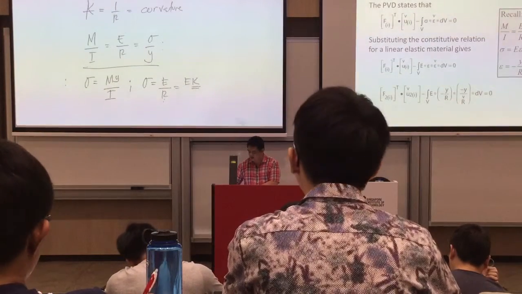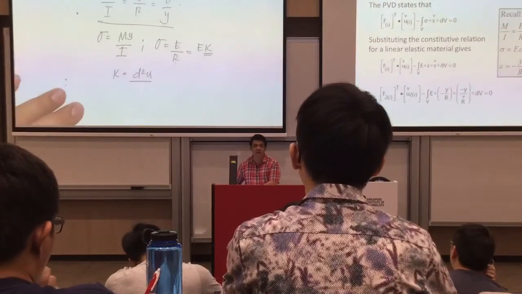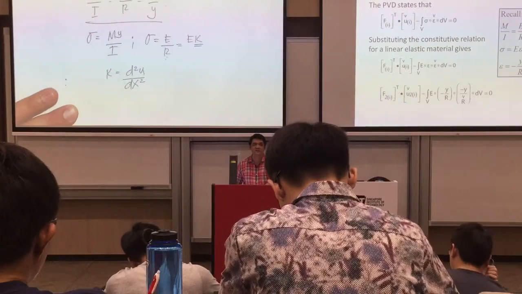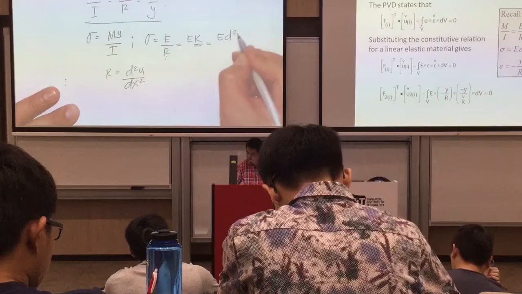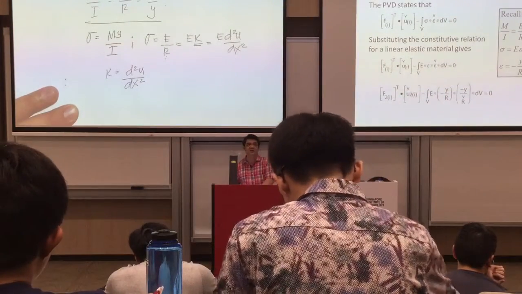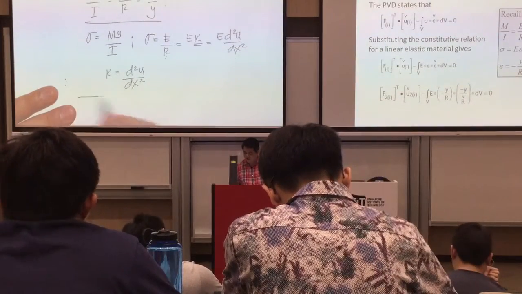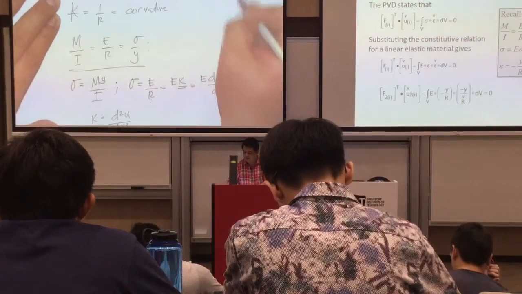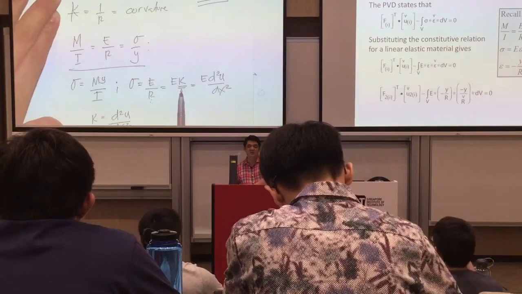And that K is the second derivative of your displacement with respect to x. So this can be written as E times the second derivative of U with respect to x squared. So this is specific for a beam. Right? This is just for a beam. So what do we use for a bar? This one is your strain.